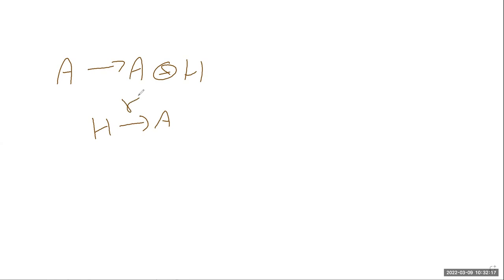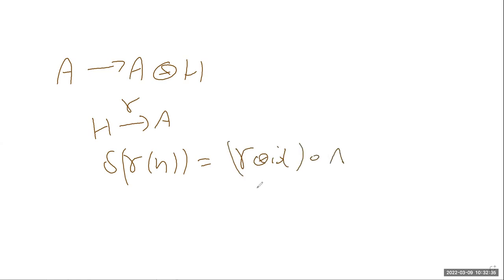So we are saying that if I take gamma of an h and apply the coaction, then it's the same as gamma tensor identity composed with the coproduct applied to h. And we also need to assume that gamma is unital, that gamma of 1 is 1. That's important. And this is called a cleaving map.